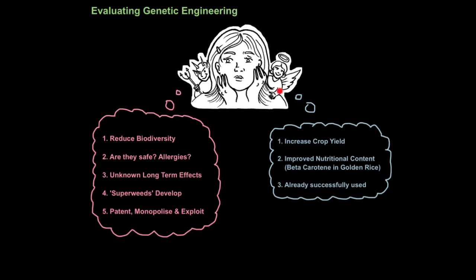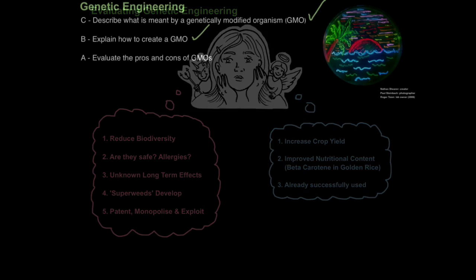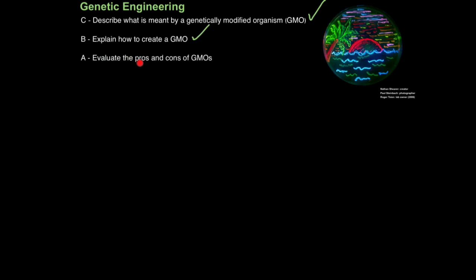You don't necessarily need to learn all these arguments, but learn 3 from each side, and you should be fine for any 6 marker on the pros and cons of gene technology. And that is how you evaluate the pros and cons of genetically modified organisms.